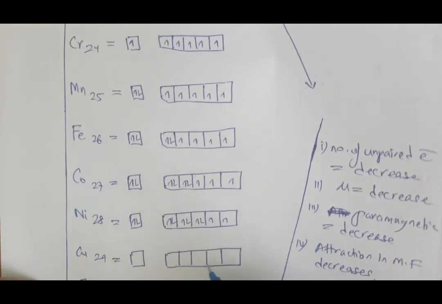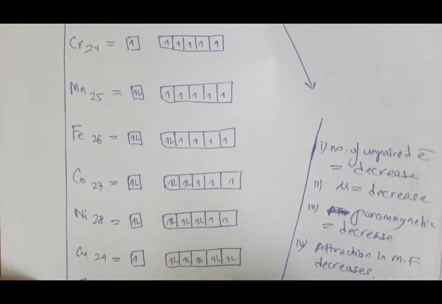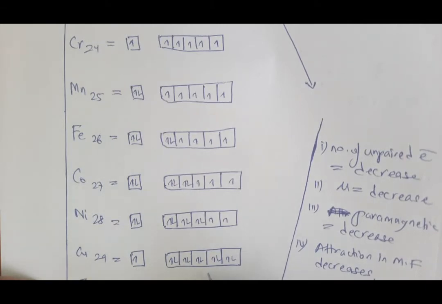7, 8, it should be 9. But you know that copper also has an exceptional configuration, so one electron of 4s has to be given here to make the orbital fulfilled. So it will have 10: 1, 2, 3, 4, 5, 6, 7, 8, 9, and 10. 4s is half filled, 3d is fulfilled, so it's stable.